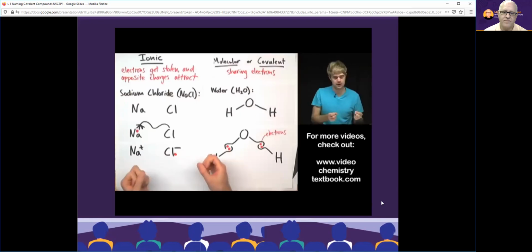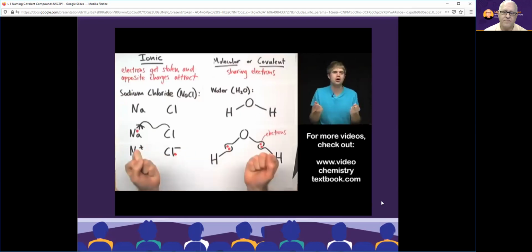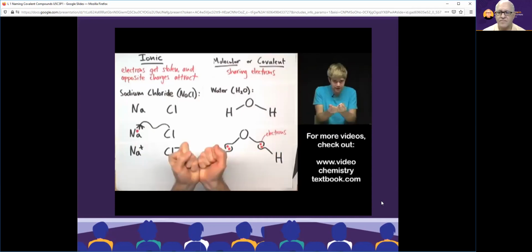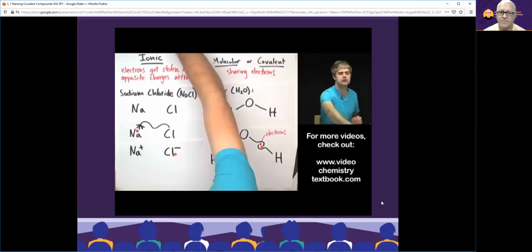So now we have a positively charged ion here and another negatively charged ion. What do oppositely charged things like to do? They like to come together. They stick together. They're attracted to each other just like magnets.